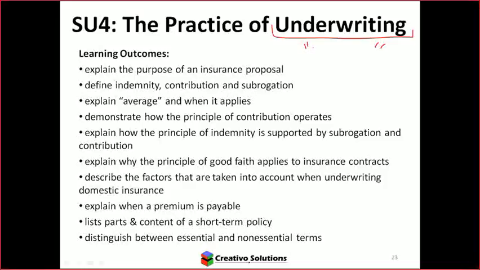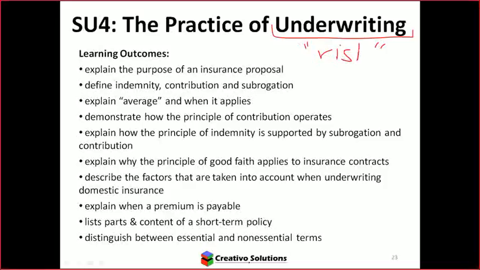Underwriting. We spoke about Lloyd's of London. That was part of one of the role players last week. We looked at Lloyd's and their role as the underwriter. So when we talk about underwriting, what is the focus? It's about the insurable risk.